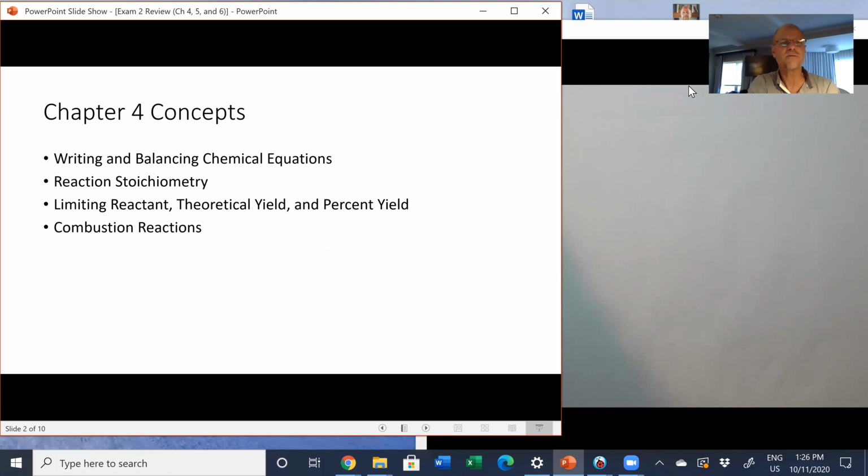Remember from chapter 4, that was the chapter on chemical equations and stoichiometry. We talked about writing and balancing equations. We talked about reaction stoichiometry, the numerical relationships between the amounts of reactants and products in a chemical reaction. We talked about the concepts of limiting reactant, theoretical yield, and percent yield. And then we talked a little bit about combustion reactions.